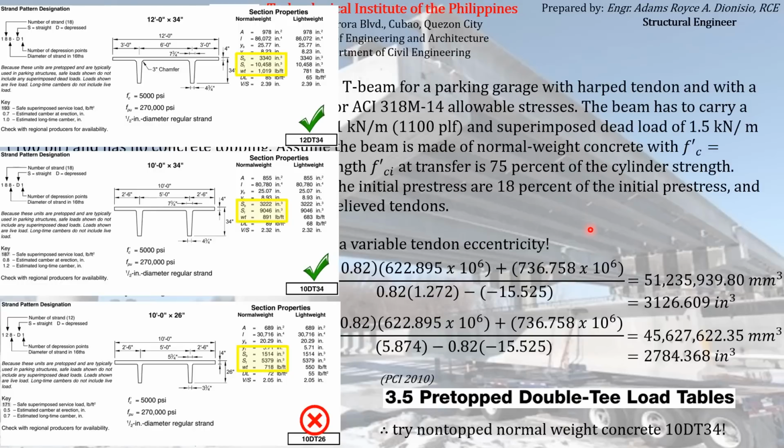So after finding out a section that can withstand the given demand specified on the problem, the next thing that we have to do is to design the particular strands that will be used on this particular section that we are designing.